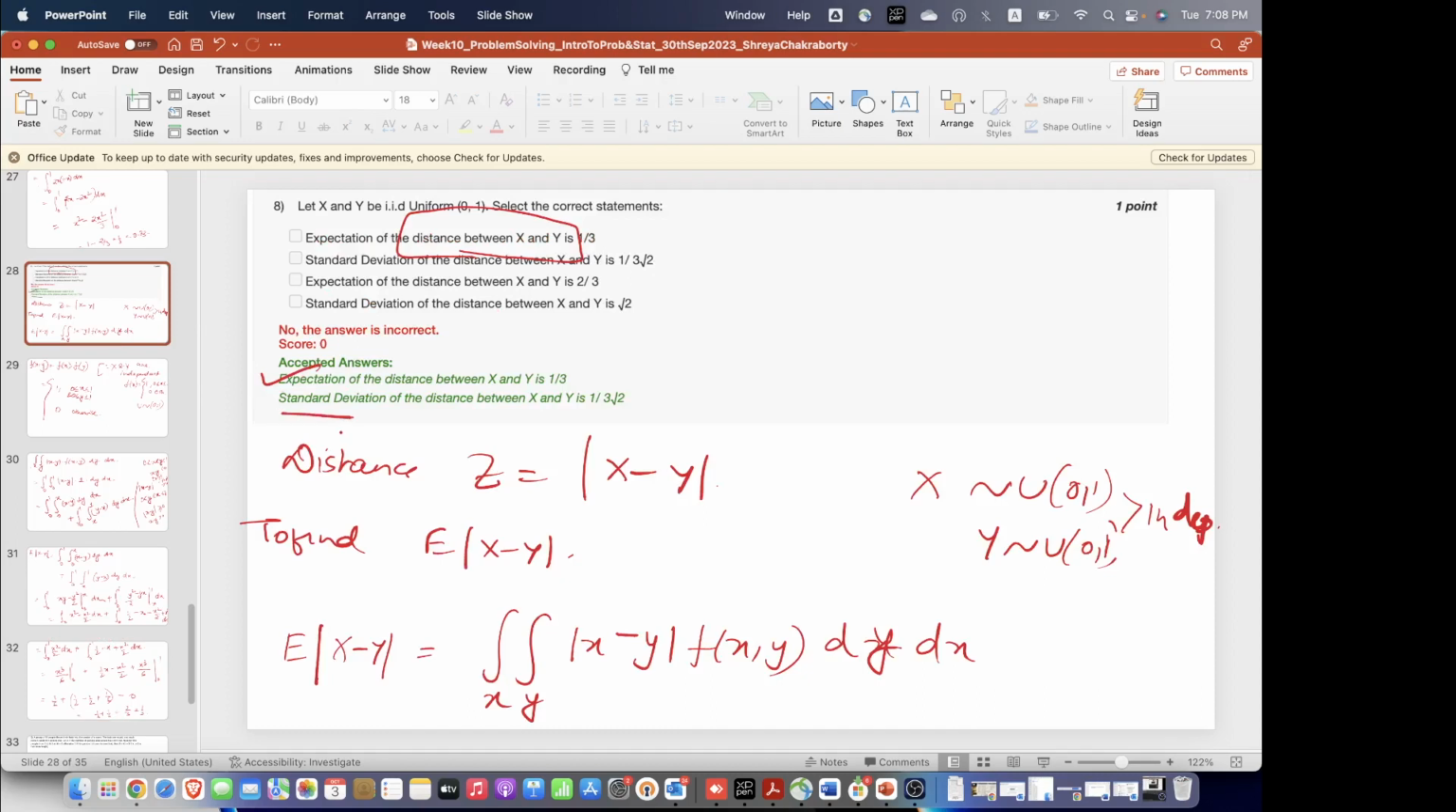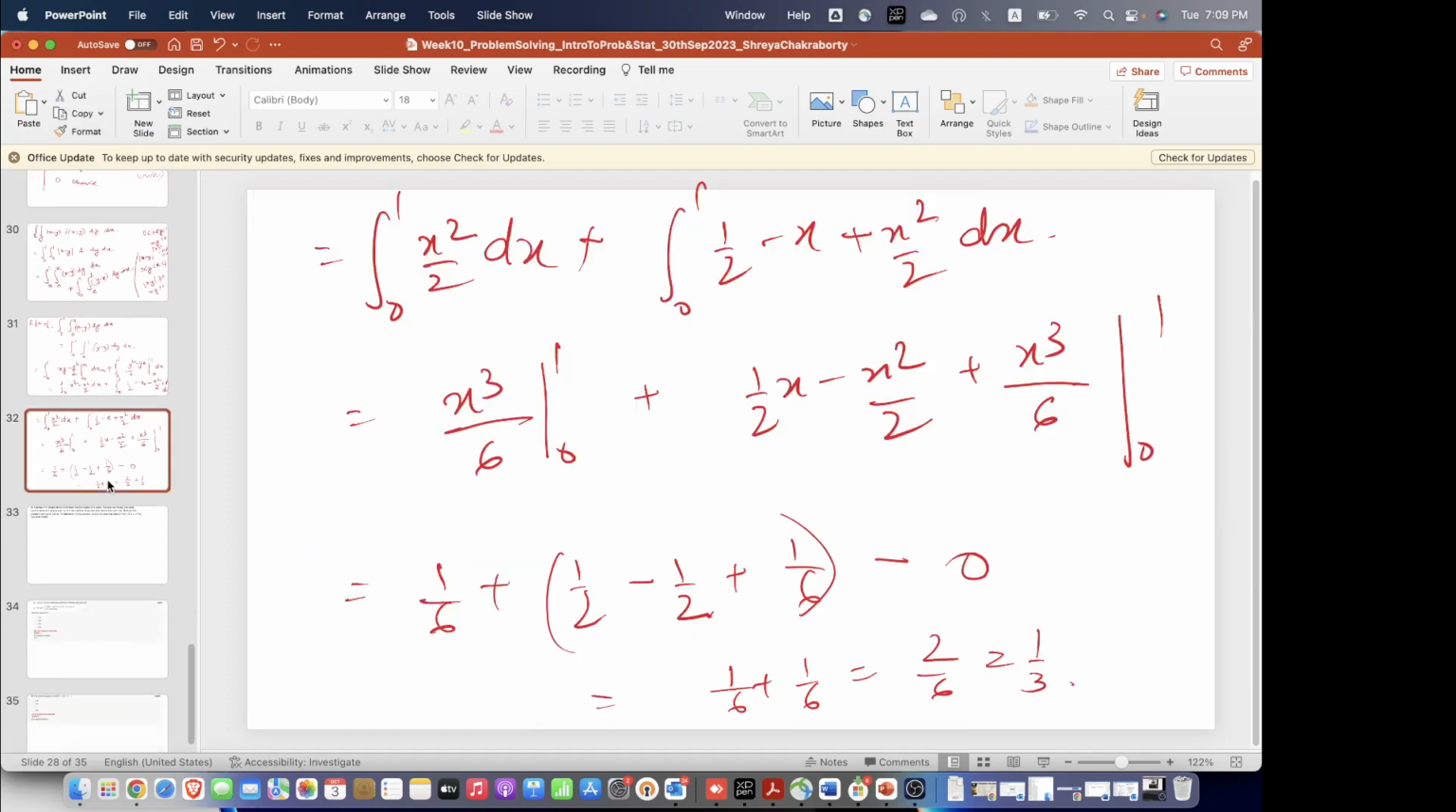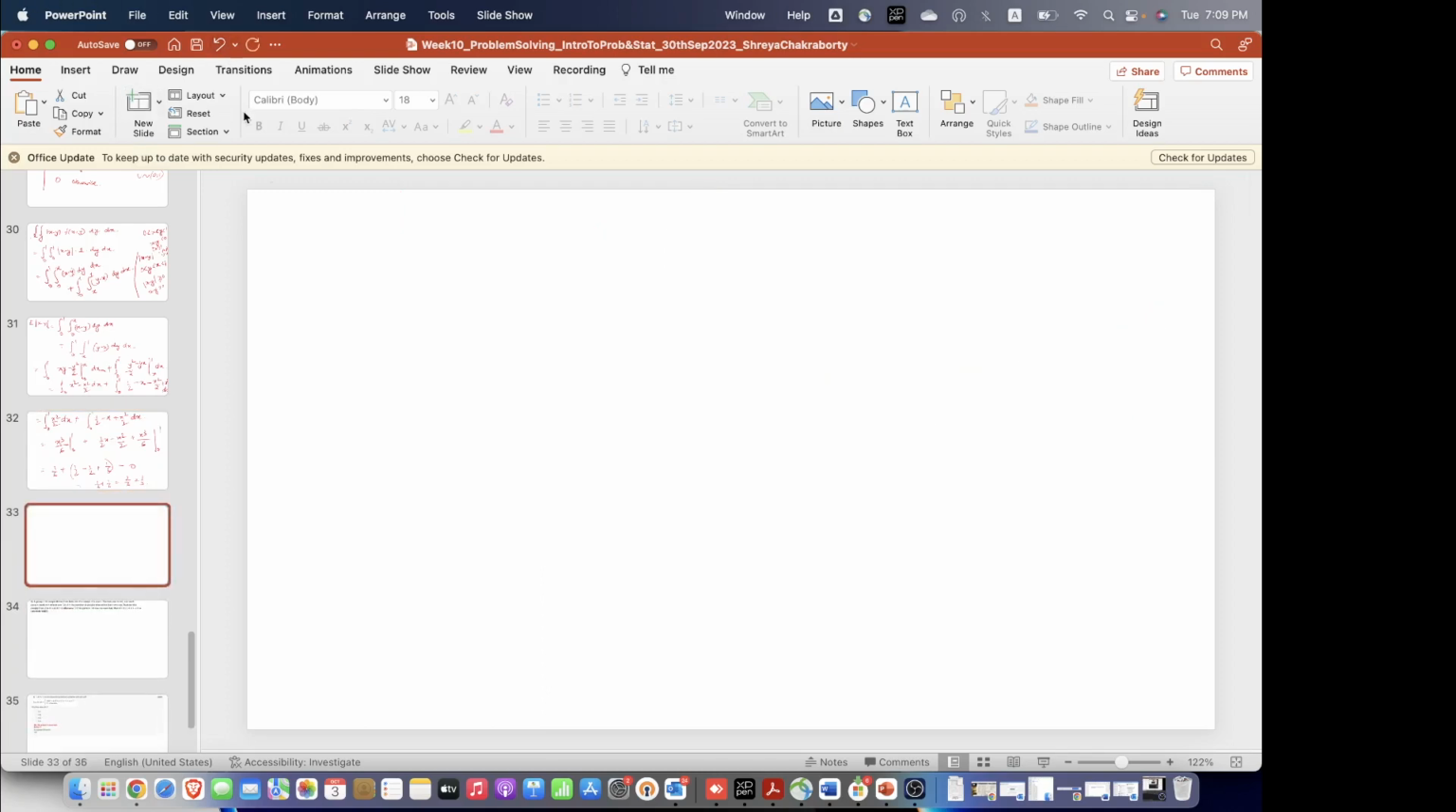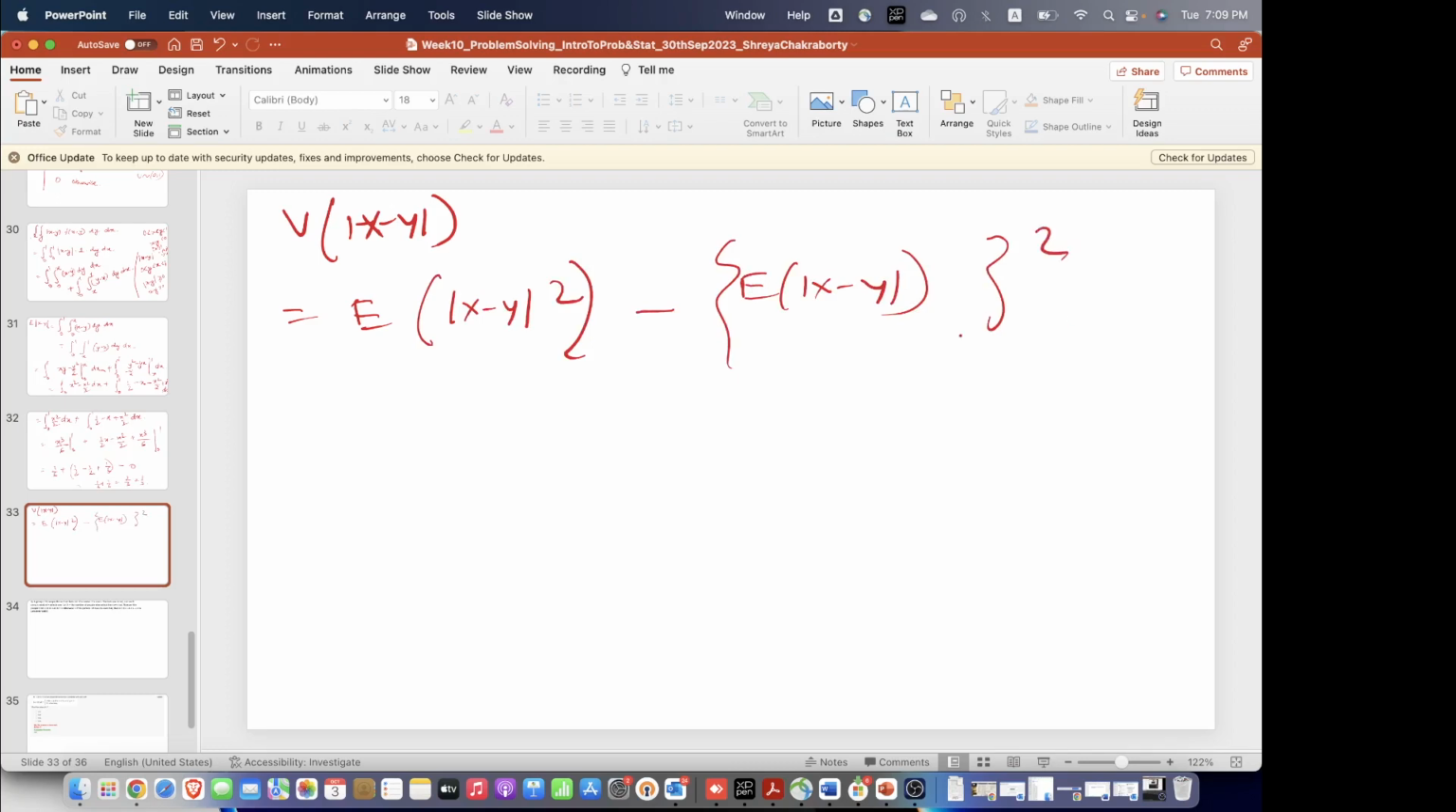Now we have to find out the standard deviation of the distance between x and y. For standard deviation we have to find out the variance of x minus y. So this is expectation of mod of x minus y whole square minus expectation of mod of x minus y whole square. This thing we know is 1 by 3. So right now we have to find out this thing, which is expectation of x minus y whole square.